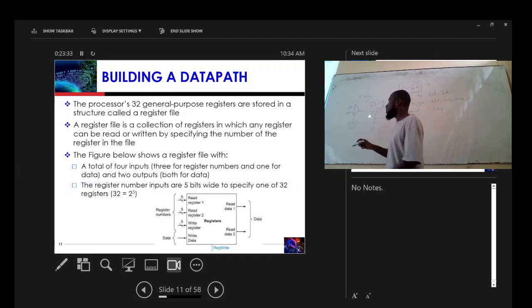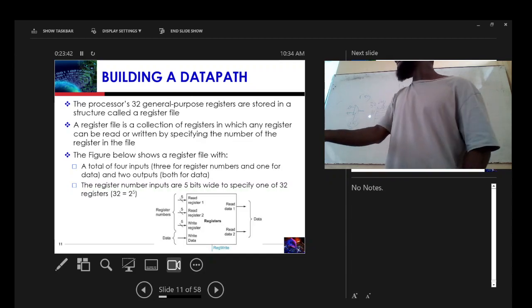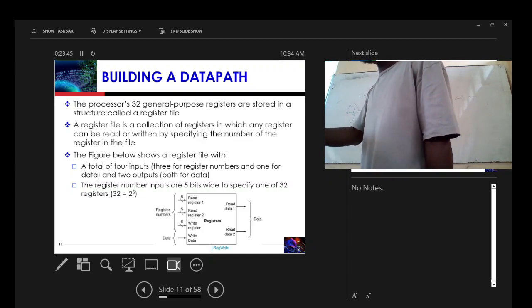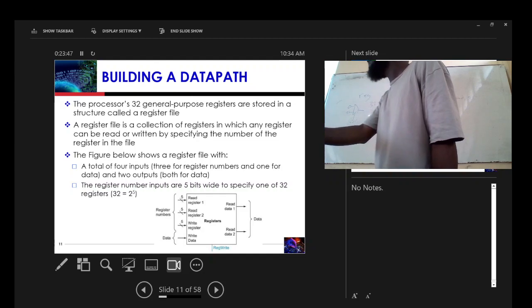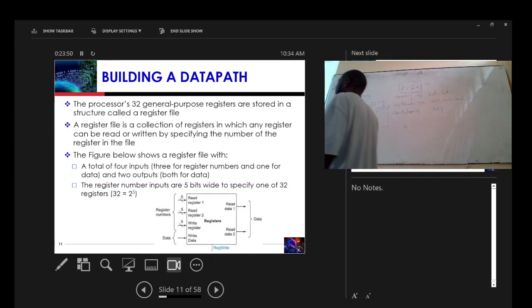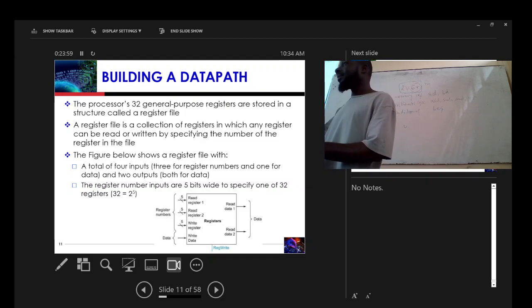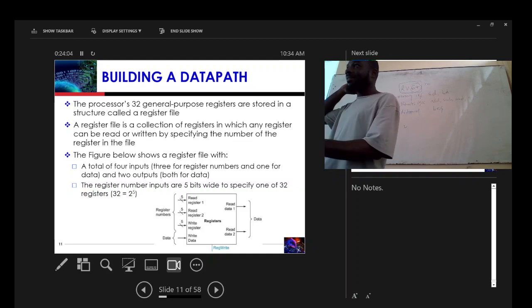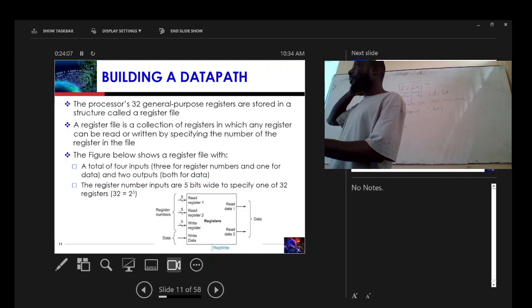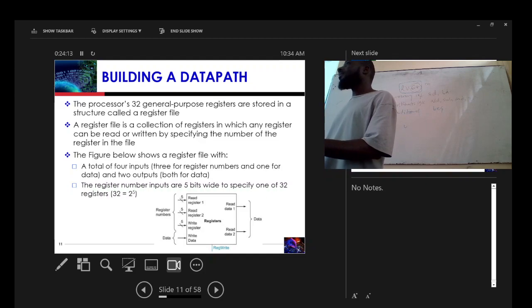So what is the address here? How many bits? 5 bits. Why? Because 2 to the power 5 is 32. The data is 64 bits, so 6 bits. To read, you have 64 bits, but we use 5 bits to address each of the registers.